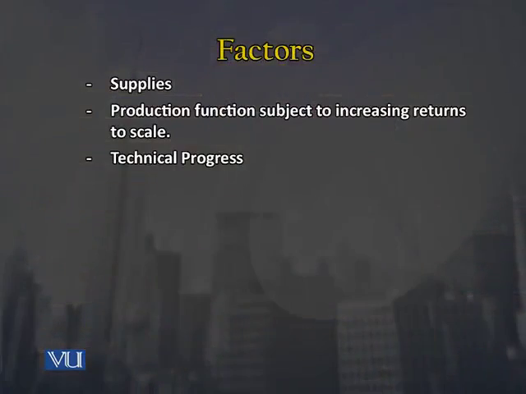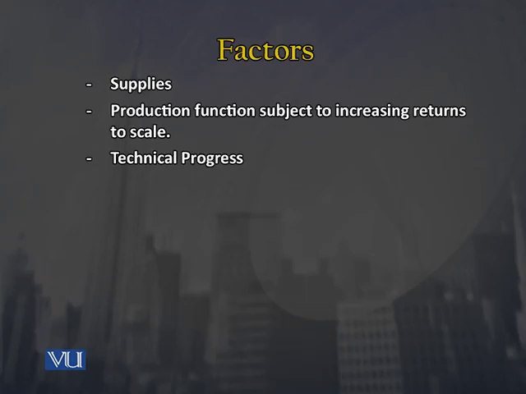So if we analyze the different types of sources that can help us in increasing or expanding the total output level, or that can help us in increasing the growth of an economy, there are these three factors that play a significant role. Firstly, we need to see that if we increase the factor supplies, both capital and labor, only then it is possible for us to increase the growth of an economy.